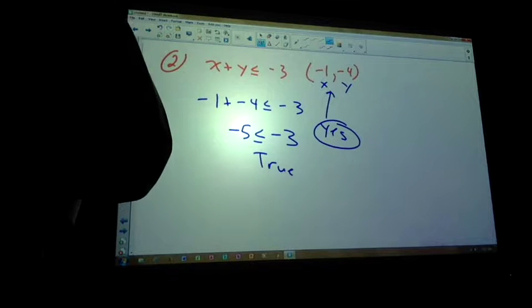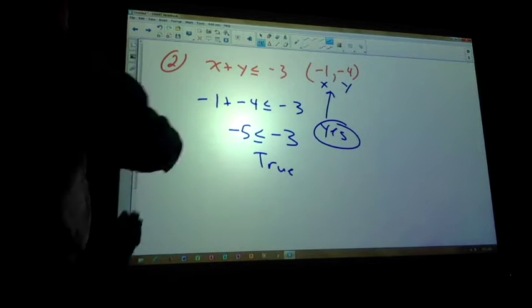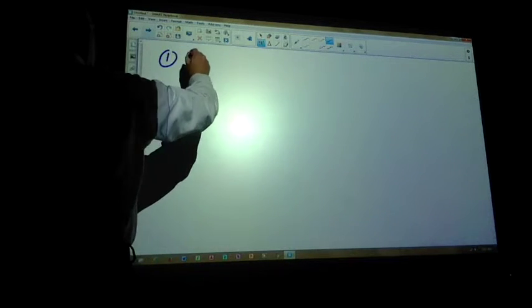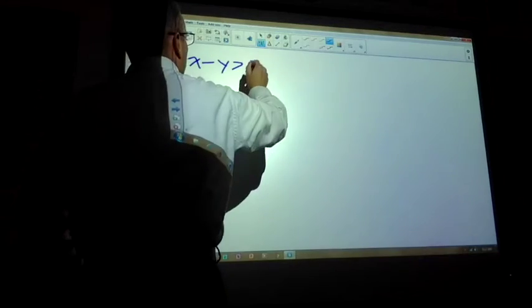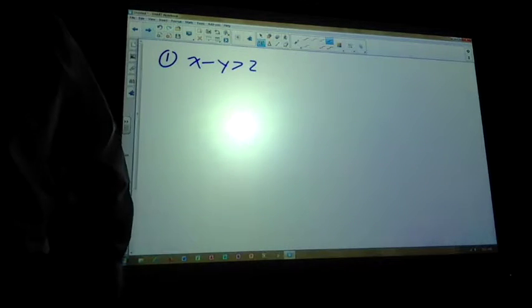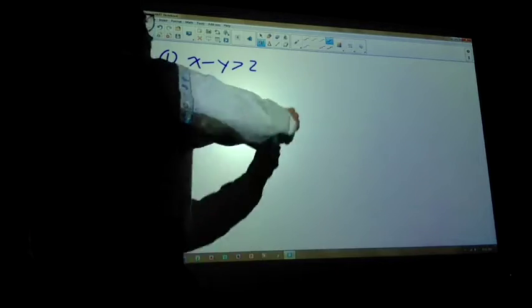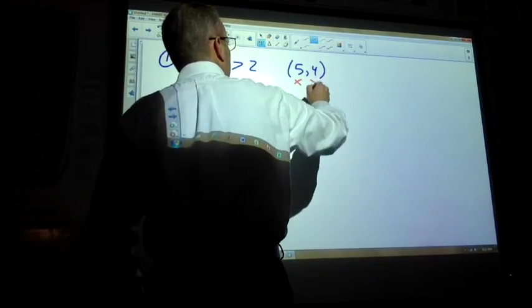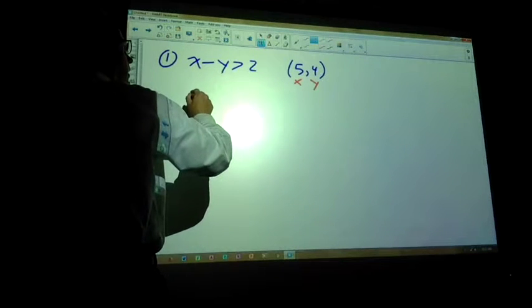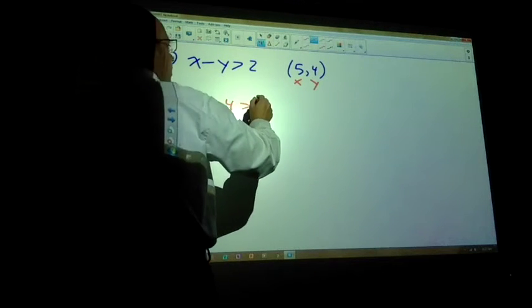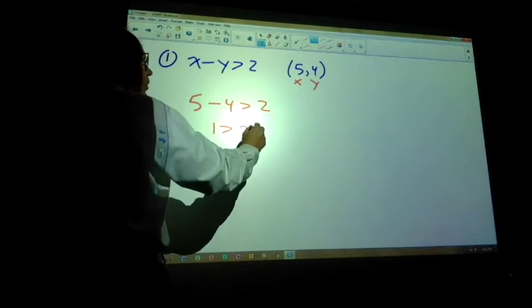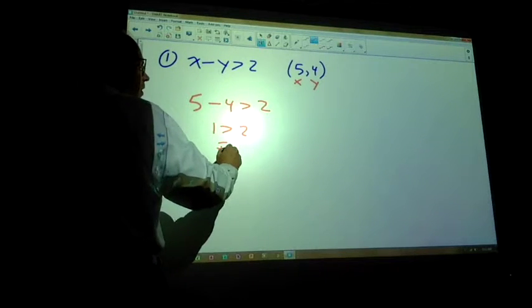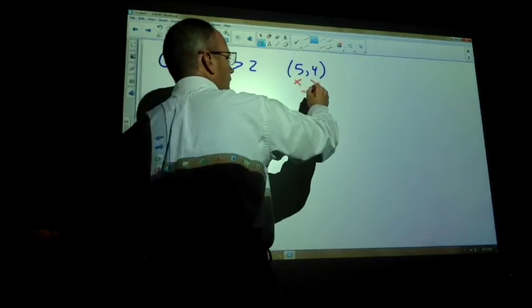Number 1. X minus y is greater than 2. I got no for it. X minus y is greater than 2. Okay, it might be no. And then 5, 4. All right, that's an x value. That's a y value. Let's just plug them in directly. So I get 5 minus 4. Is that greater than 2? 1 is greater than 2? That's false. So this is not a solution.